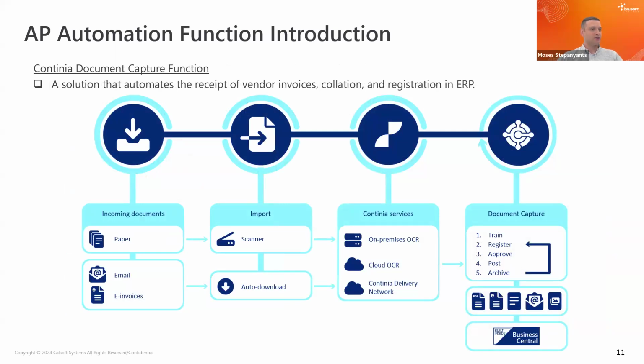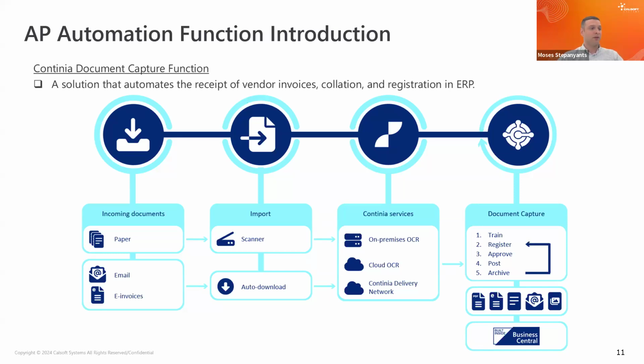Continia's Document Capture functions help automate the receipt of vendor invoices by scanning or emailing your documents into the ERP system. From there, Document Capture imports the digital document based on the configurations that are already preset. Continia then reads and extracts the information from the document and inputs that information into your ERP system automatically, so you don't have to punch in things manually every time they come in.